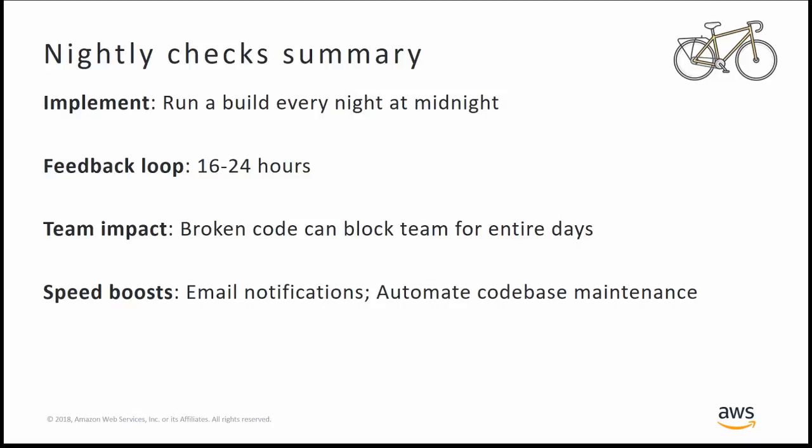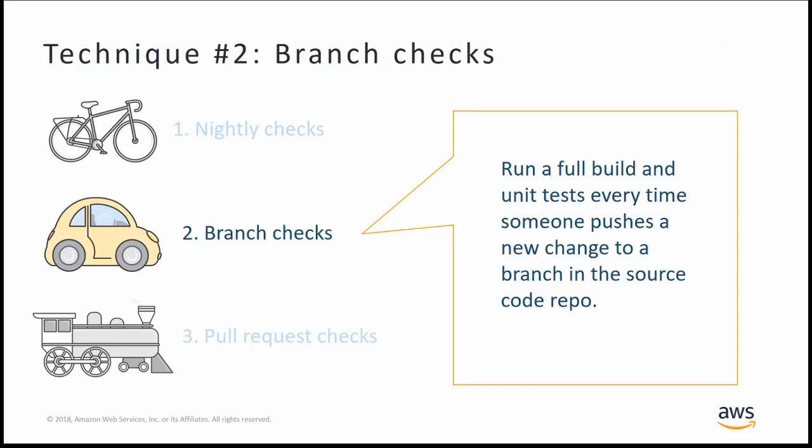But we looked at a couple of speed boosts here for nightly checks. One was email notifications in order to actually pay attention to the fact that the nightly build is failing, and then automating some of that code-based maintenance to take that off of the engineering team.